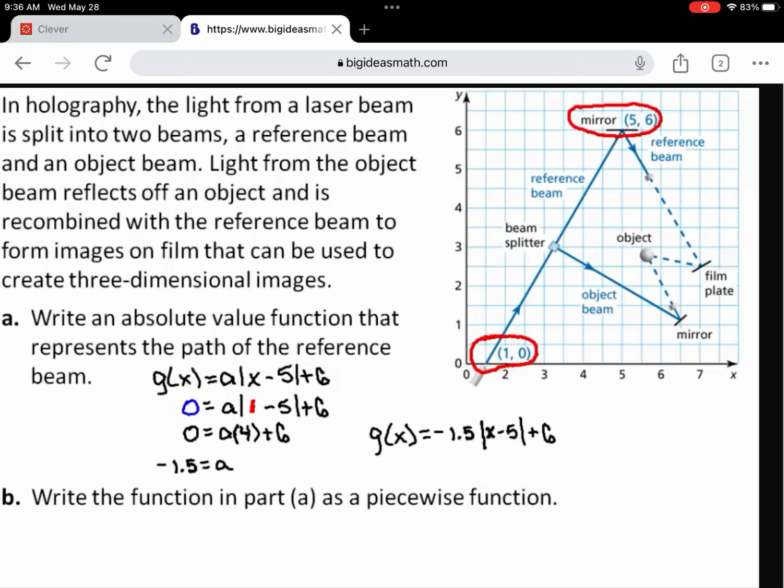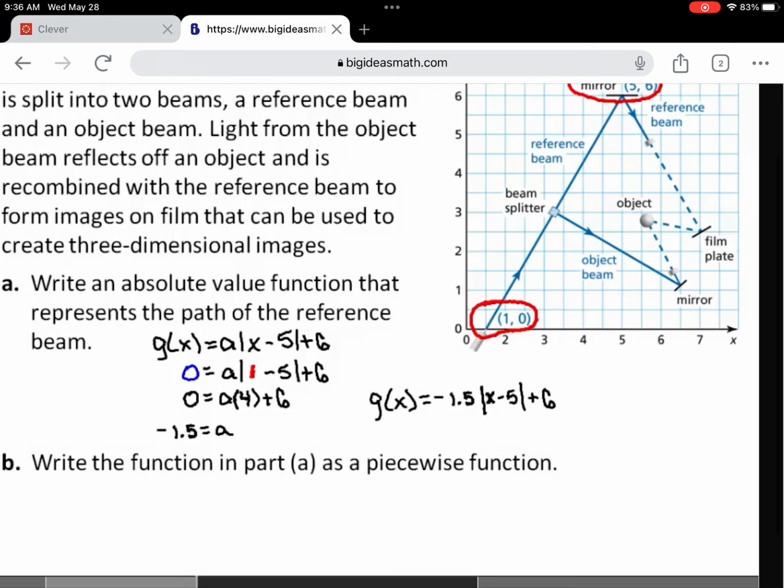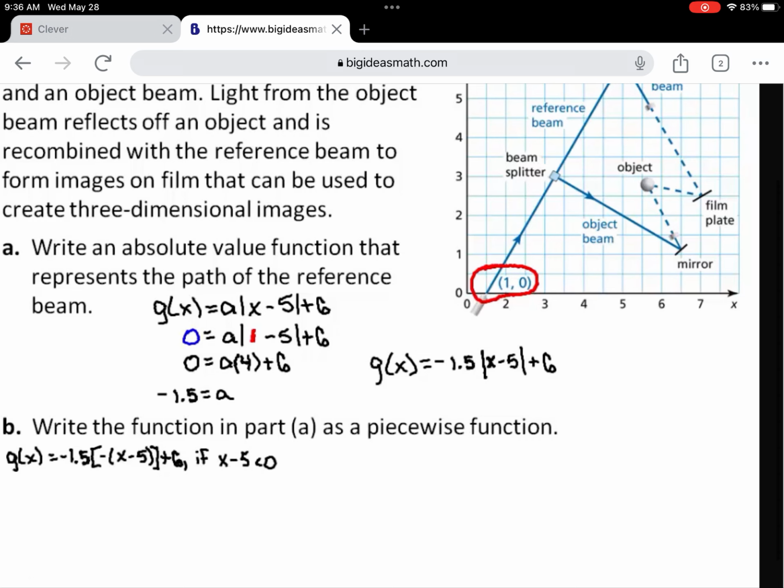Part B. Write the function in Part A as a piecewise function. The function in Part A is g of x equals negative 1 and 5/10 times the negative of the quantity x minus 5, plus 6 if x minus 5 is less than 0, and g of x equals negative 1 and 5/10 times the quantity x minus 5, plus 6 if x minus 5 is greater than or equal to 0.